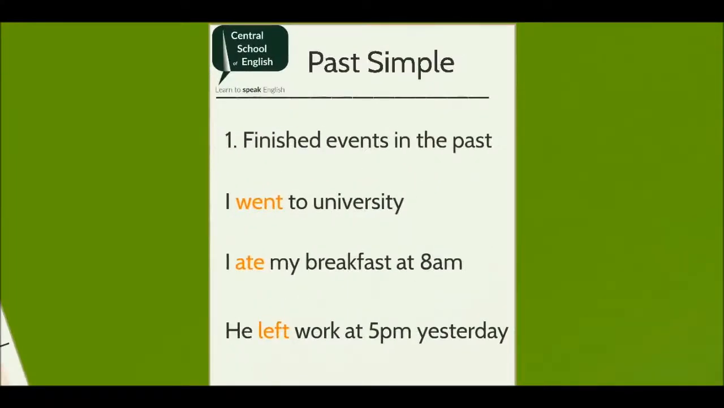Now, let's examine the difference between the past simple tense and the past perfect tense in English. We use the past simple tense in English to describe finished events in the past. For example, we can say, I went to university. I ate my breakfast at 8 a.m. He left work at 5 p.m. yesterday.